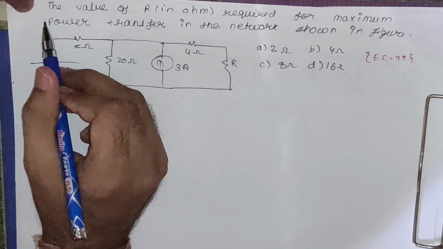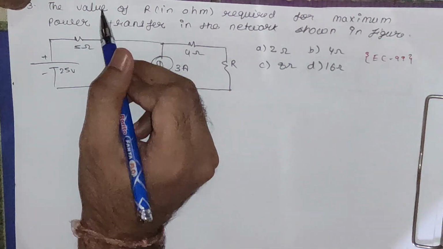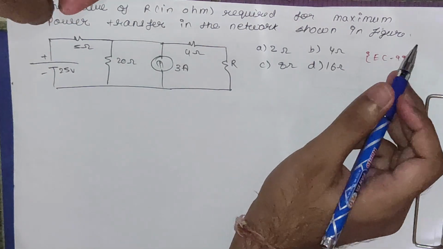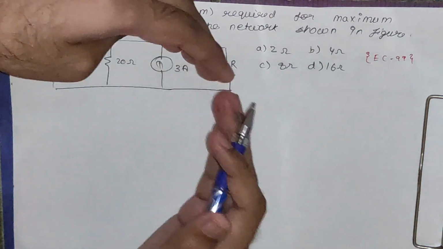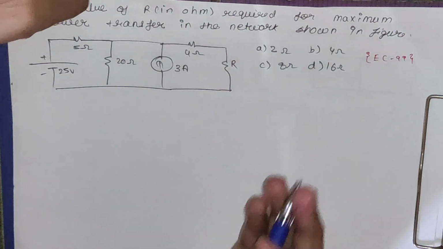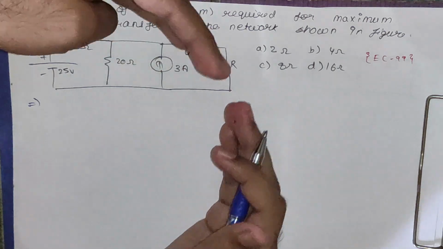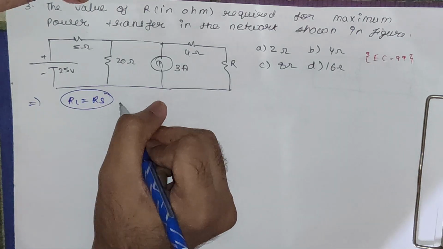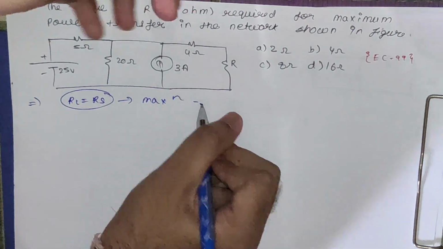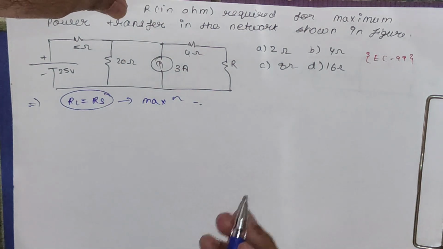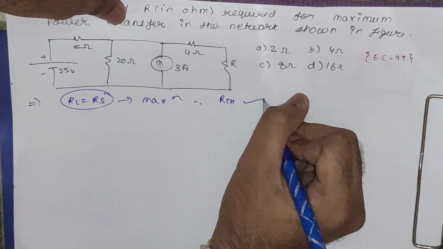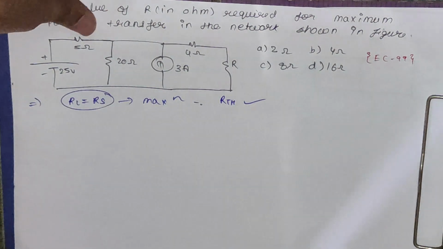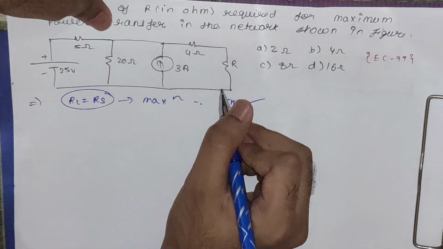Okay, now let's see this sum. This is of EC 1999. The value of R in ohm required for the maximum power transfer in the network shown in the figure. So here you can see the network is completely resistive. This is the condition that we know from our BTech: the value of RL for maximum power transfer should be equal to RS, then only the maximum power will be transferred. So in the circuit we just have to find out the value of RTH, and that will be equal to RL to get the maximum power transfer. So here we have to find out the value of RTH.